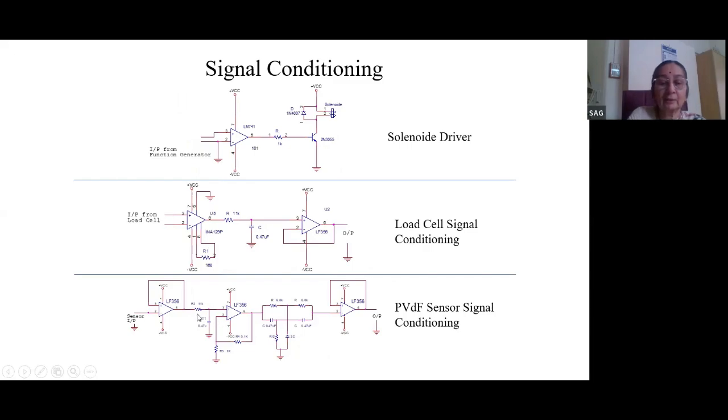Here we used a low pass filter and a high pass filter to avoid the respiration frequency, which is around 0.2 hertz or something. So it's a high pass filter, and a notch filter was used to avoid the 50 cycle pickup, which is taken by this pulse sensor.